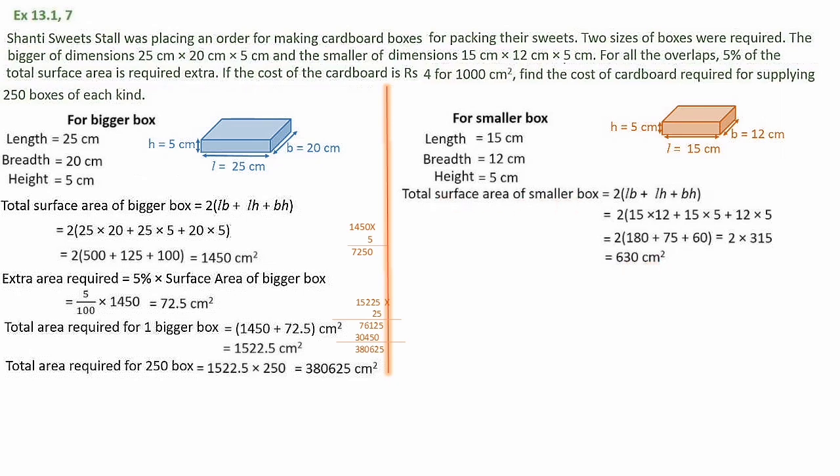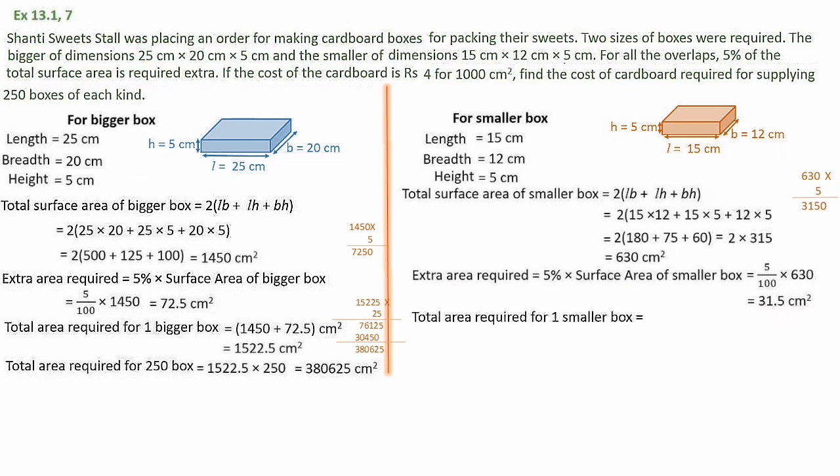Then again as before, extra area we have to calculate. 5% of the surface area of smaller box. That is 5% of 630. 5% means 5 divided by 100. So 5 divided by 100 into 630. Here 630 and 5 we can multiply. That is, you will get 3150 when you multiply. Then divided by 100. We have to place the decimal 2 digits from the right, because here there are 2 zeros. So 31.5 will come as the answer. 31.5 centimeter square. This is the extra area.